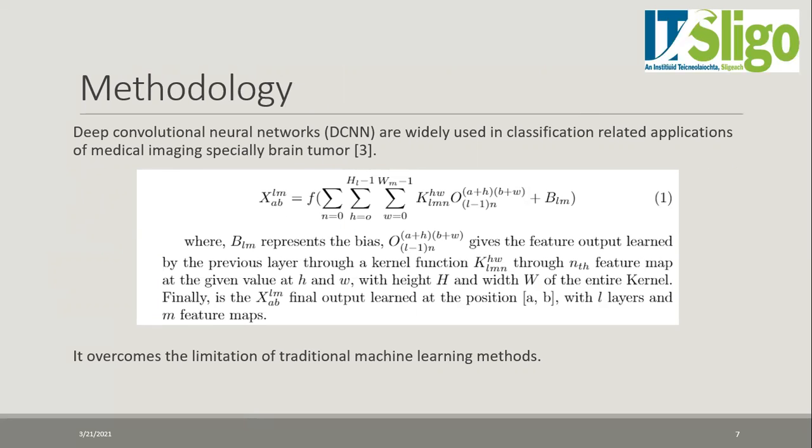Deep learning is widely used in classification problems for medical imaging. They extract good quality features in terms of shapes, edges, orientation, texture, and statistical features. The following equation states the convolution operation, kernel filtration, and the feature map for each layer. It overcomes the limitations of traditional machine learning methods.